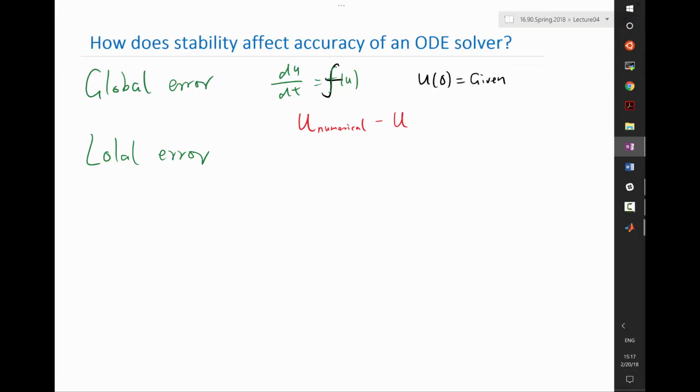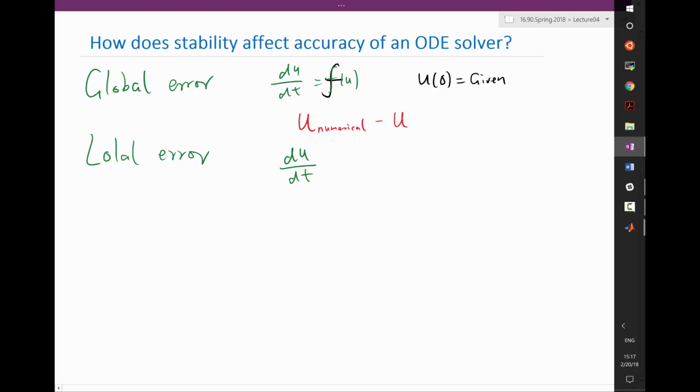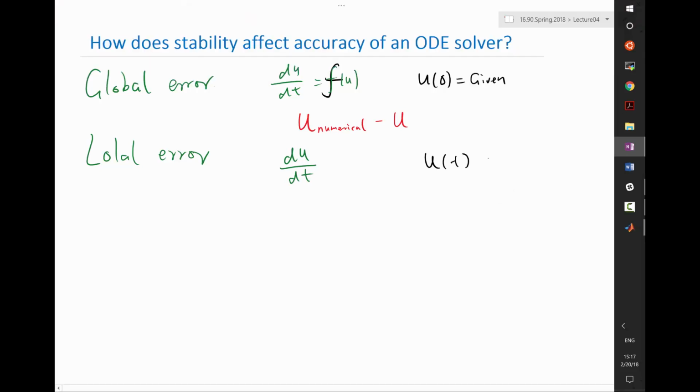And versus local error is basically du/dt. We are just computing du/dt, and my u as a function of t is given, and the error we are looking at is du/dt numerical minus du/dt analytical, right? So there are two different problems. Last week we were looking at the local error. This week we are looking at the global error.